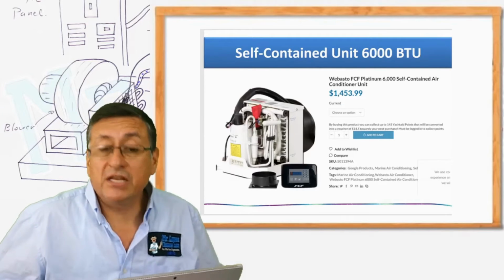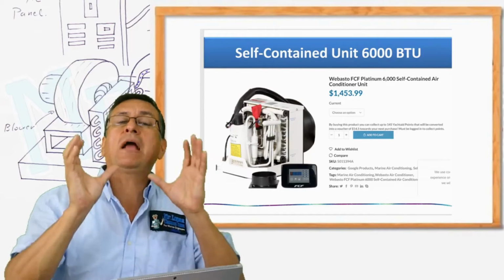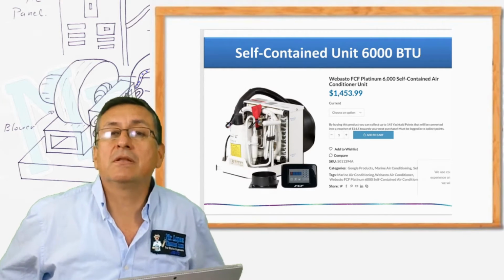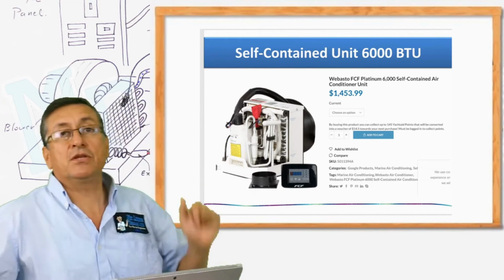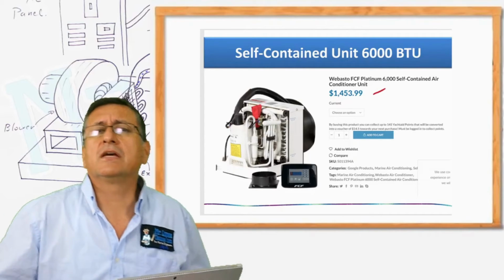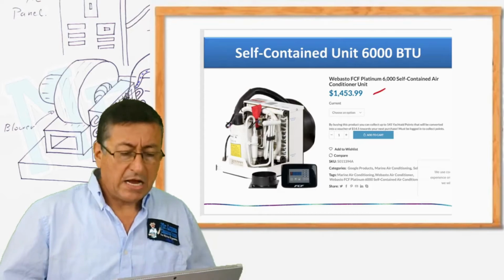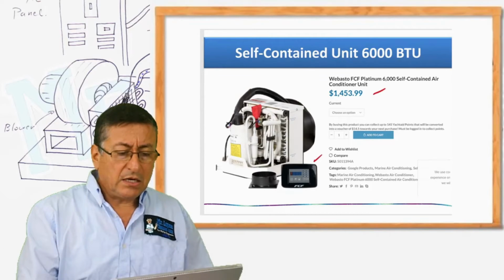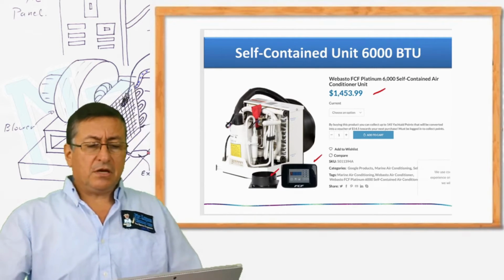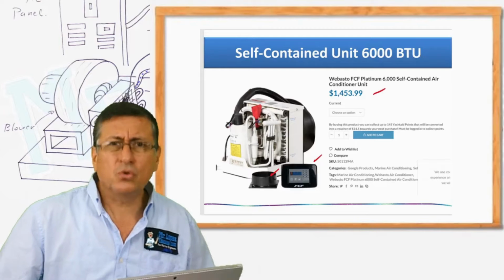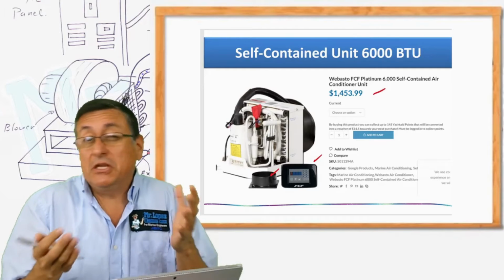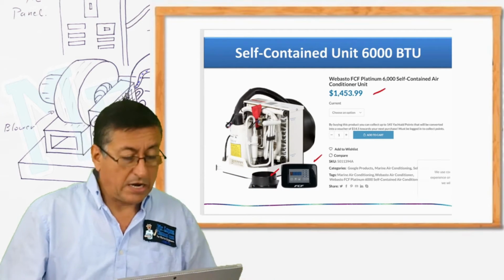This is a self-contained unit. The minimum capacity that you find in the market for a self-contained unit is 6,000 BTUs. That unit's price is $1,500, and it includes the thermostat, the grill, and the harness. That's it, $1,500. Okay, it's not too expensive. It's for 6,000 BTUs. Right now we are going to check what area 6,000 BTUs is good for.